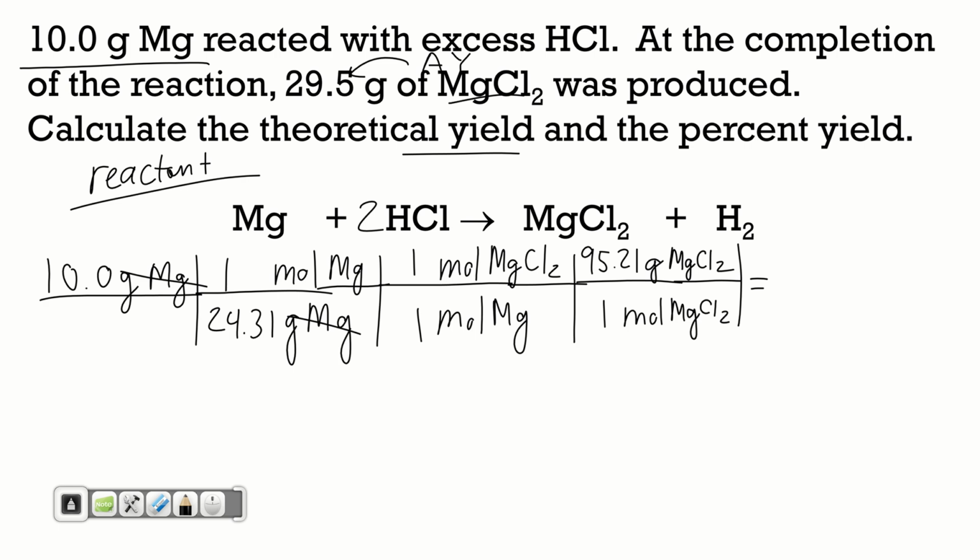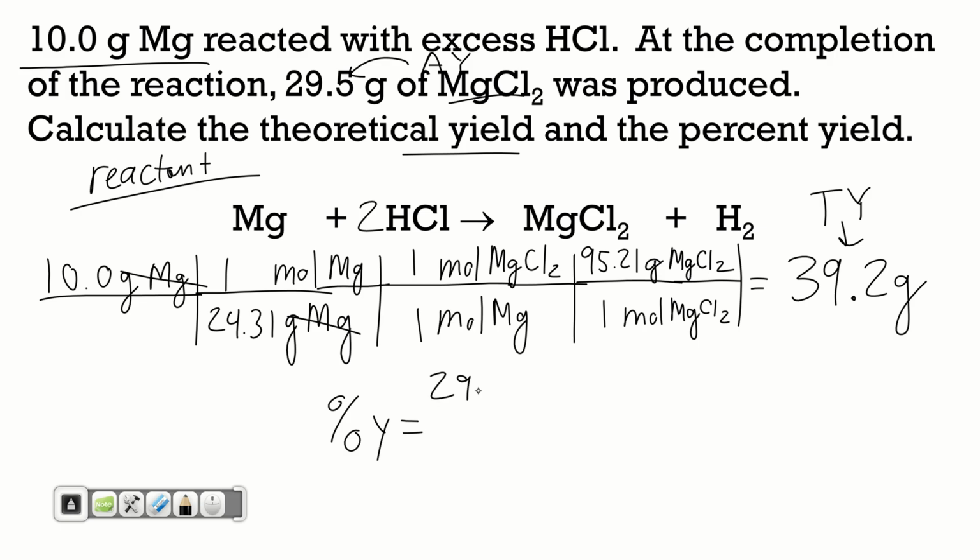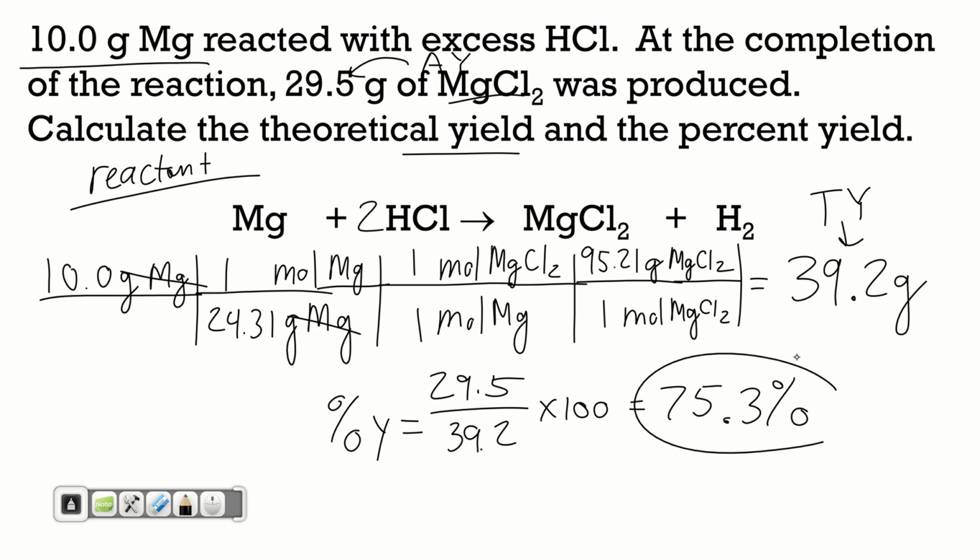So how much do we think we should have produced? 10 times 9. We say, based on our calculations, we should have produced 39.2 grams. So this is our theoretical yield. So then I do percent yield equals actual 29.5 over 39.2 times 100. And we write it out as a percentage at the end. 29.5 divided by 39.2. We will keep sig figs during this, so only 3, so 75.3% is the percent yield.